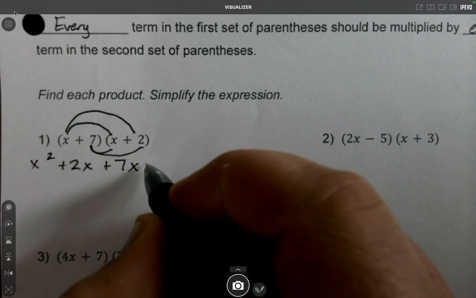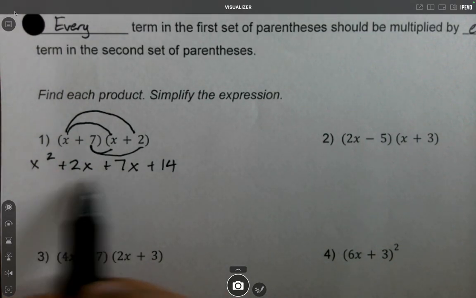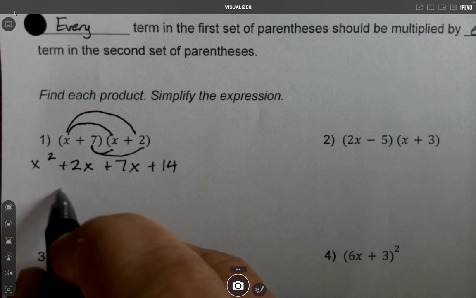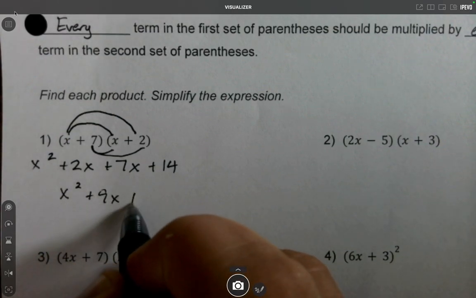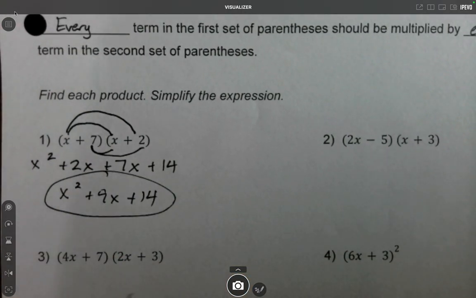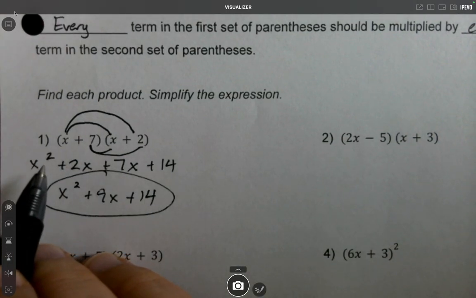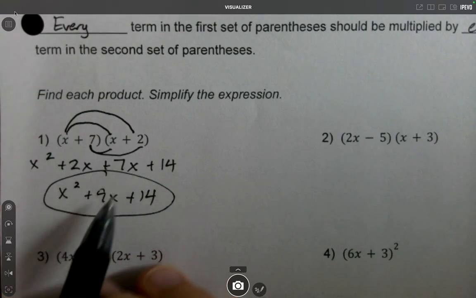The last, 7 times 2. And most of the time, not always, but most of the time, these two middle terms are going to be like terms you can combine. 2x plus 7x is 9x. And we have our final answer. So most of the time, not all the time, your first term and your last term are just going to stay the same. But the outer and the inner, you can combine.